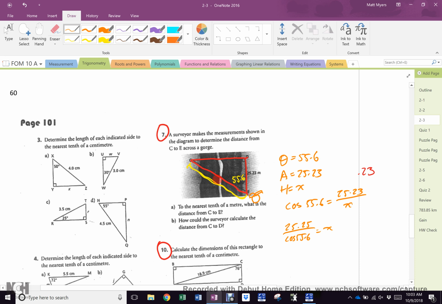Is there a right way to find C to D? No, there's three things you could do. Are they all equally right? Yes. Do I care which one you did? No. That's why the question says, how could? Because there's more than one way to do it.